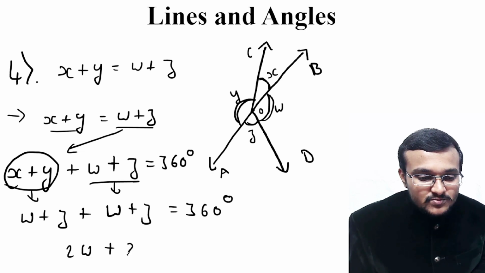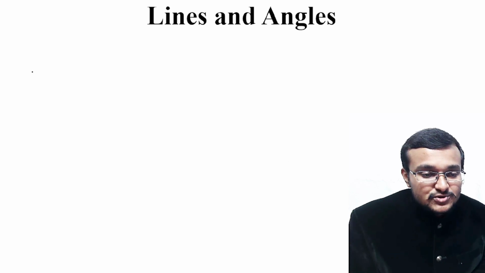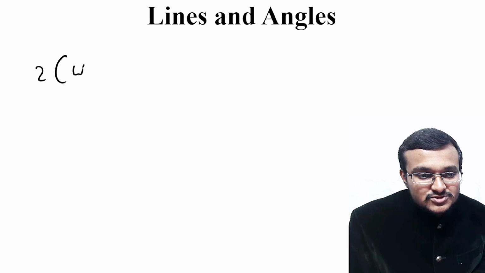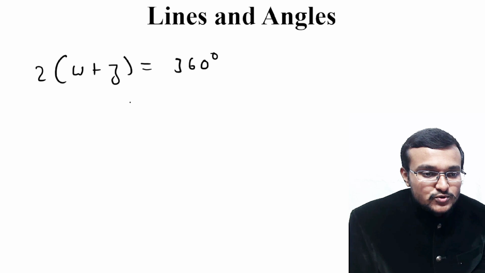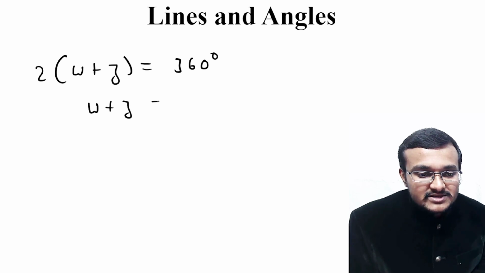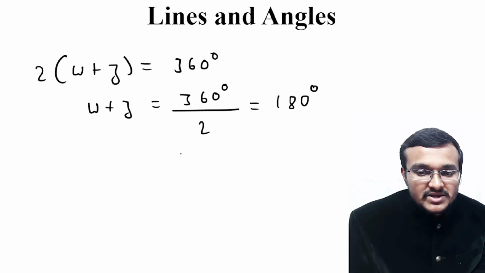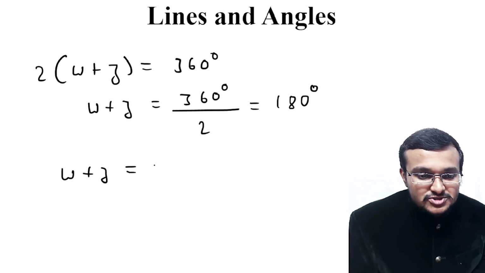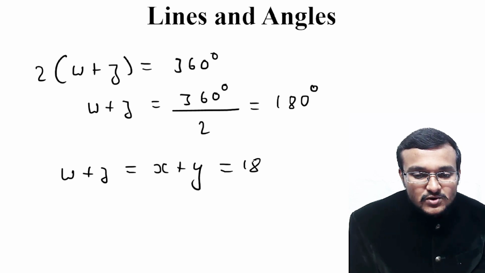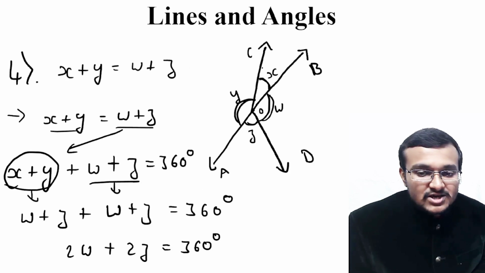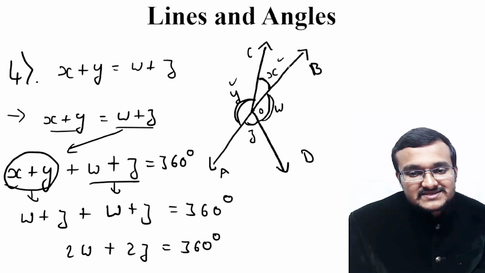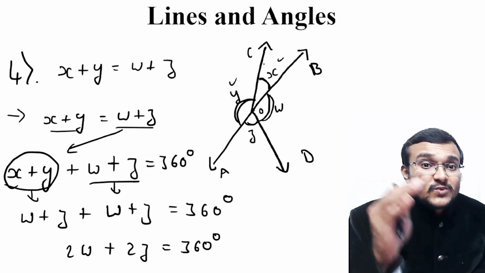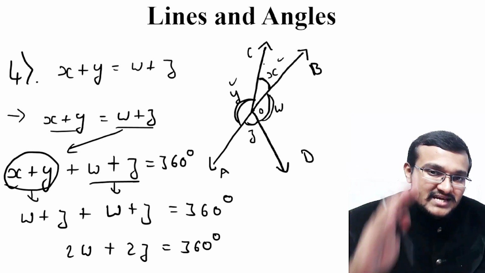So 2W plus 2Z is equal to 360 degrees. Here 2 is common, so 2 into W plus Z is equal to 360 degrees. The 2 you can bring to the RHS, it will go to the denominator. So W plus Z is equal to 360 degrees divided by 2, which is equal to 180 degrees. Now W plus Z is also equal to X plus Y, which is equal to 180 degrees. So you can clearly see Y plus X is equal to 180 degrees, so this AB should be a straight line.